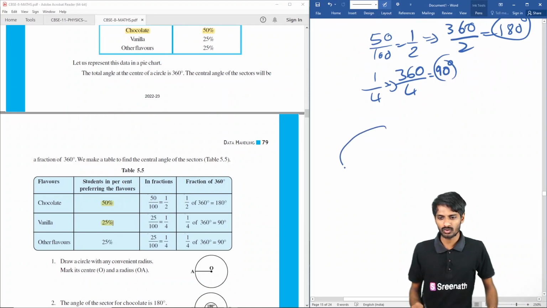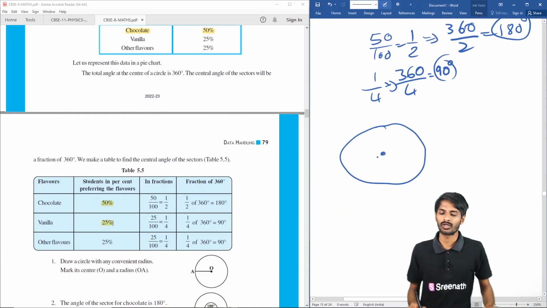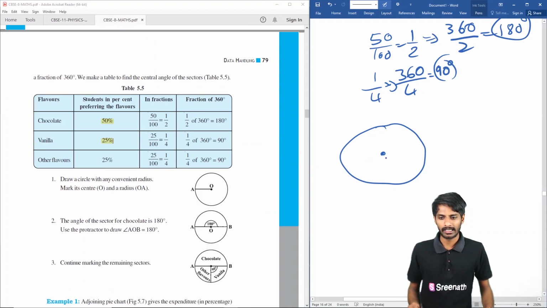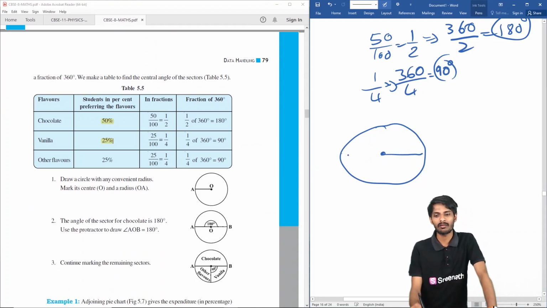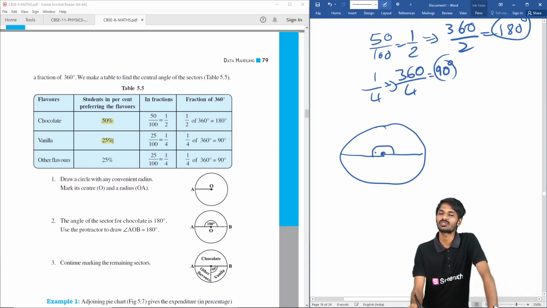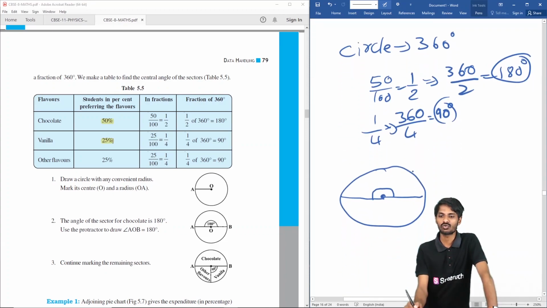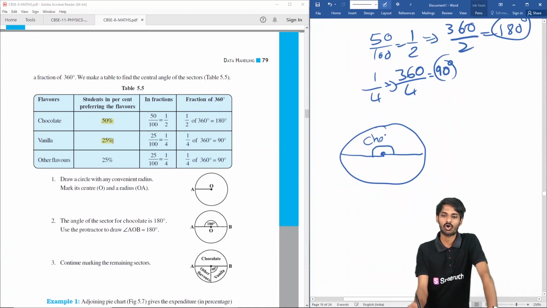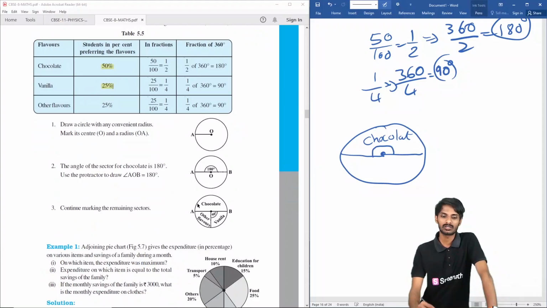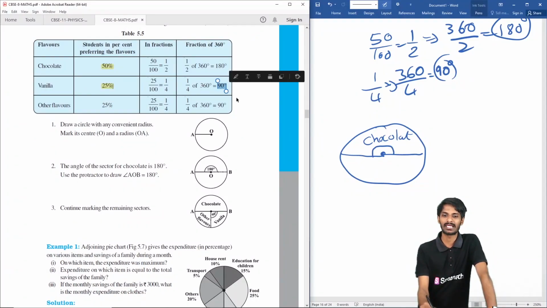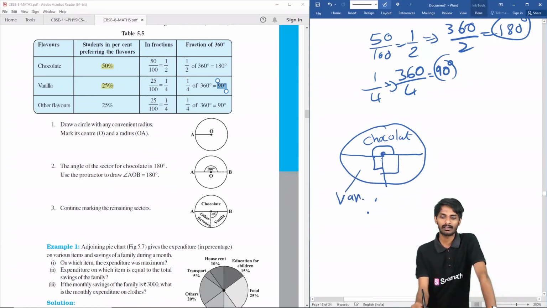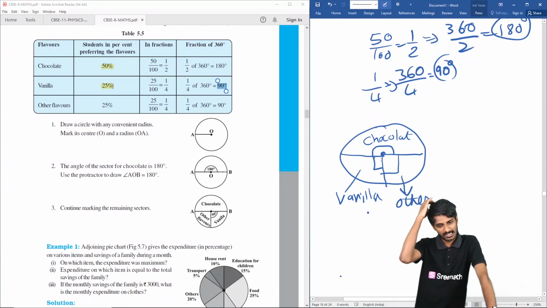How we draw it is, first you draw a circle, mark a center on it, and draw a radius. If you draw a diameter through the center, you will get 180 degrees of angle. Here we need 180 degrees, so we give it to chocolate. Then we have to mark the other sectors, each 90 degrees. We take the other 180 and make two equal halves, so this will be 90 degrees and this will be 90 degrees. This is for vanilla and this is for other flavors. By simply doing this, it happens, students.